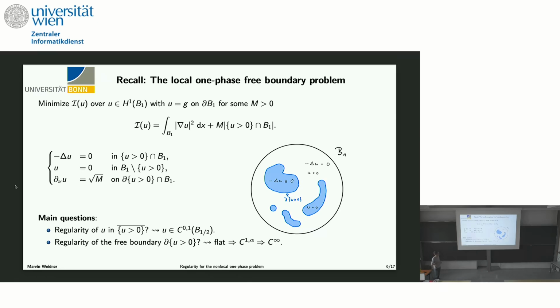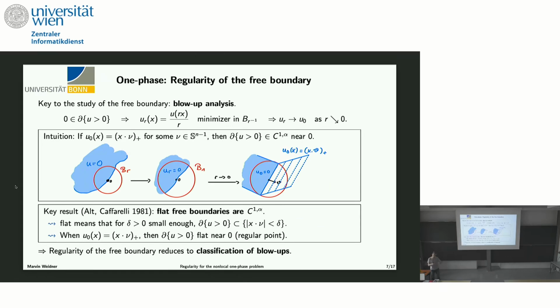And the main idea to prove such a result, I repeat it here because we will see a similar kind of scheme also in the non-local case, is a classification of blowups and an improvement of flatness, right? So the intuition is, as usual, you fix a free boundary point. And when you consider your blow-up sequence and in the limit you get something one-dimensional, like here, then you expect the free boundary to be C^{1,alpha}, and then you expect it also to be smooth later by a bootstrap argument. When you have this picture, the free boundary must in particular be flat, right?